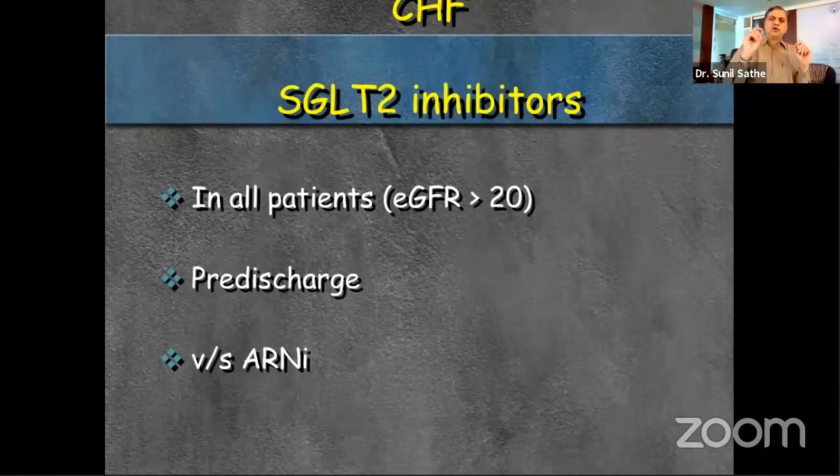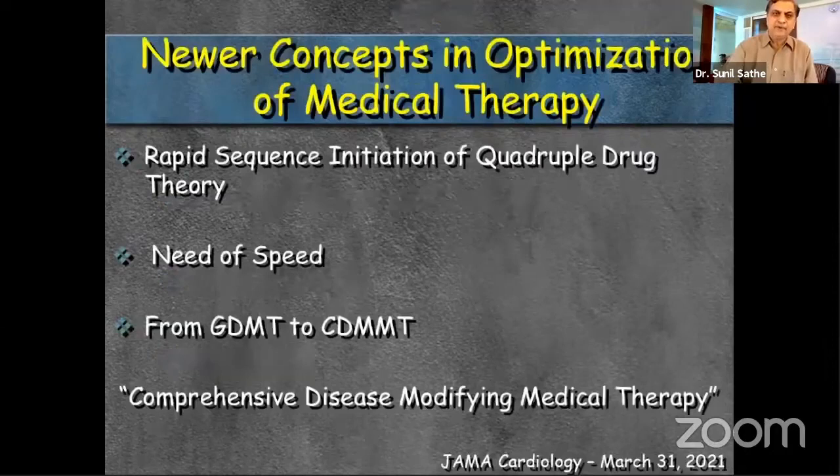So the current concept which has come in the recent papers is what is called a new concept in optimization: rapid sequence initiation of quadruple drug therapy. That means beta blockers, ARNI, SGLT2 inhibitors, and eplerenone. That means MRAs. Okay, now, what does this mean? We need speed of giving drugs.